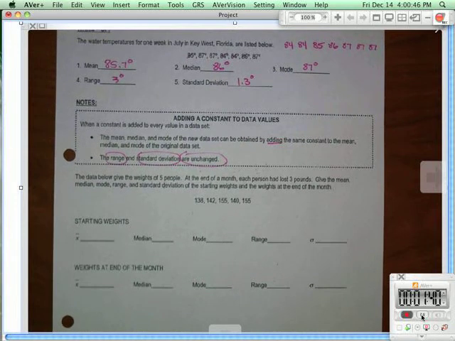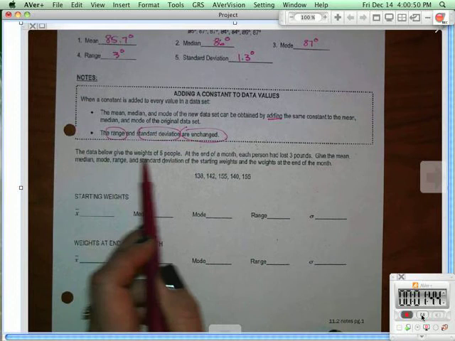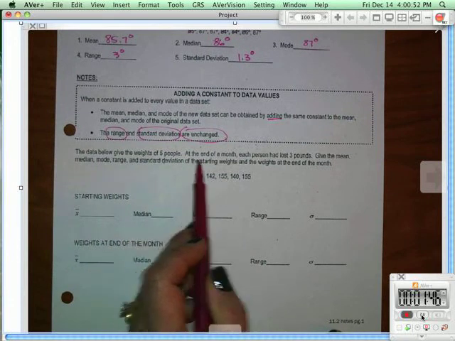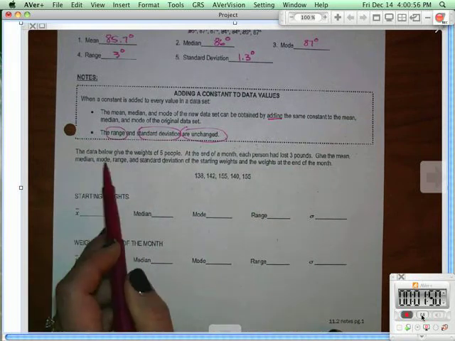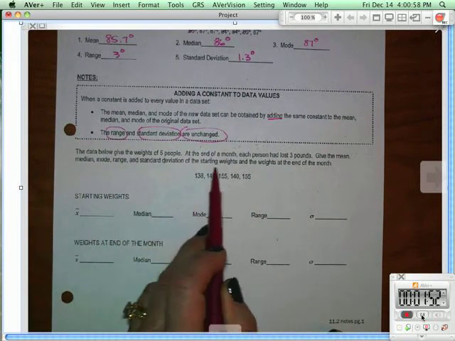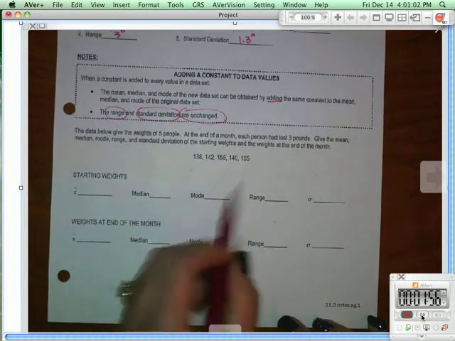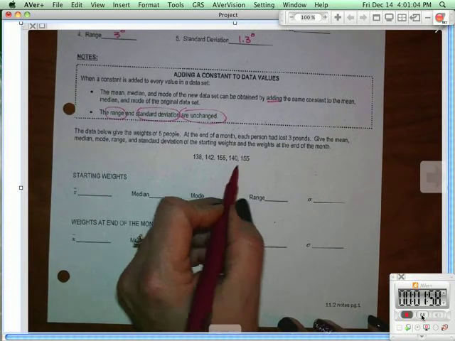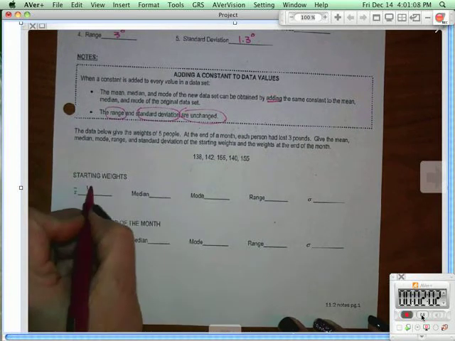All right, let's see what happens here. The data below gives the weights of 5 people. At the end of a month, each person has lost 3 pounds. Give the mean, median, mode, range, and standard deviation of the starting weights and the weights at the end of the month. So if we had to do the starting weight, since it's only 5, we could easily do that by hand. Add them all together and divide by 5 and we get 146.